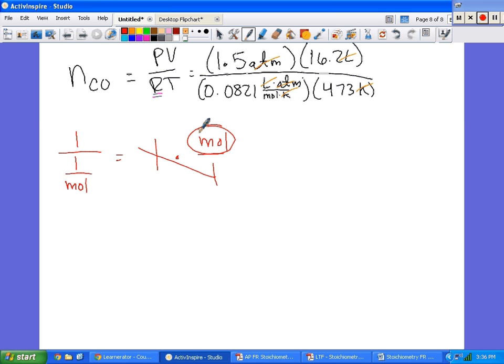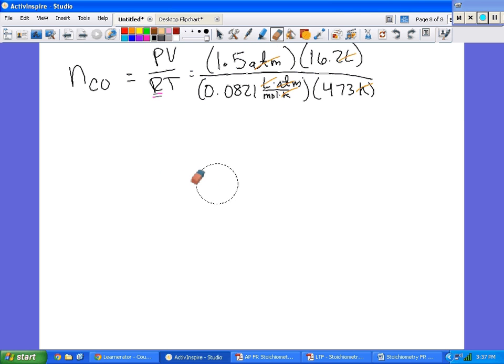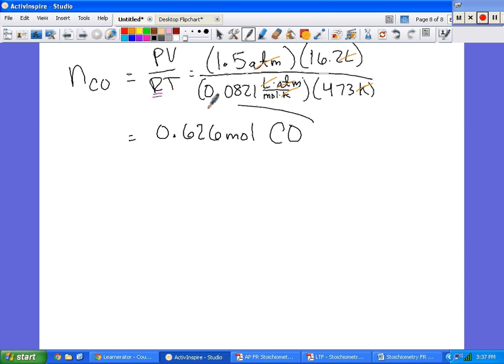The answer to this will be... Let me find it on here. Sorry. That's the wrong page. That's why I can't find it. The answer to this is going to be 0.626 moles of CO. That's your answer.